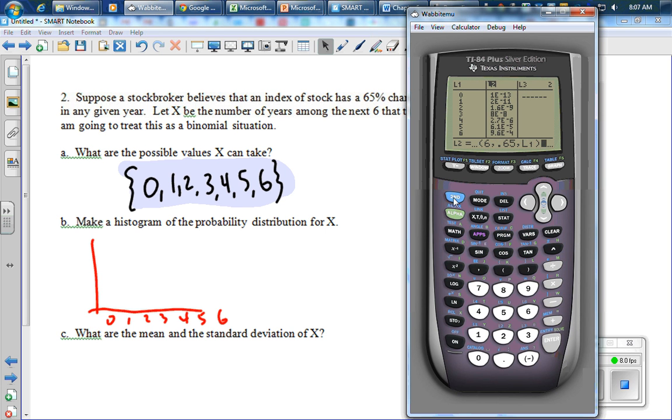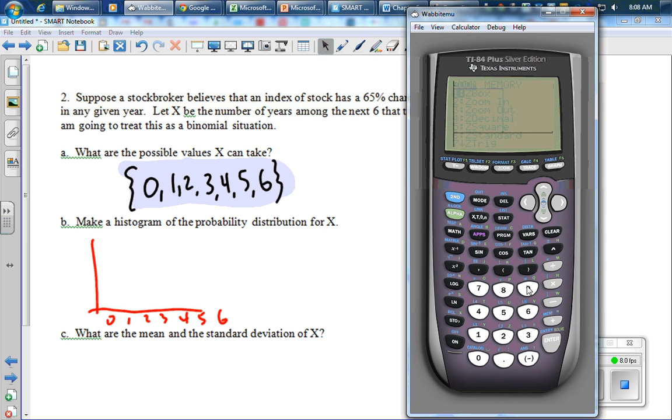Paste that in, and now I'm going to make a histogram of X list is L1, frequency is L2. I have to hit zoom 9. Uh-oh, that's not good. List edit. Well, let's see what I got here. L1 and L2, list edit. I forgot to clear it out, I guess. Got to clear it out first. Good little practice there. And then I'll make it the binomial PDF of all that stuff.